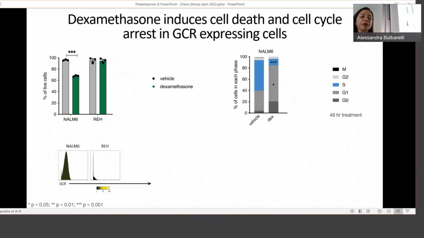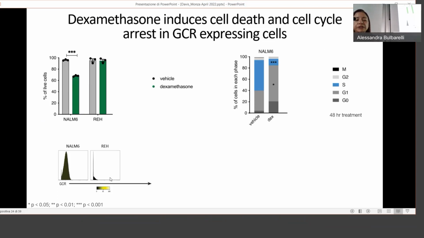And so we started out with 2 cell lines that we had in the lab, NOM6 and REH cells. The NOM6 cells, after 48 hours of dexamethasone, about 40% of them died. And the REH cells were pretty much tolerant. They didn't die, they didn't do much. And similarly, the NOM6 cells, we saw the same cell cycle arrest. So we went to take a look.